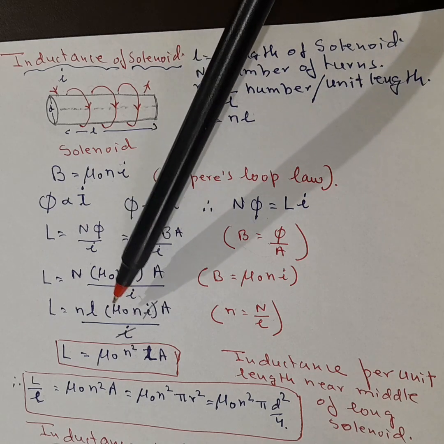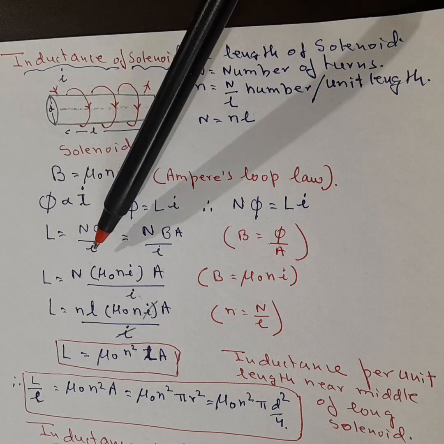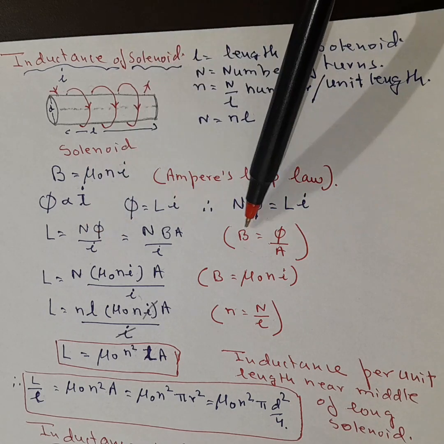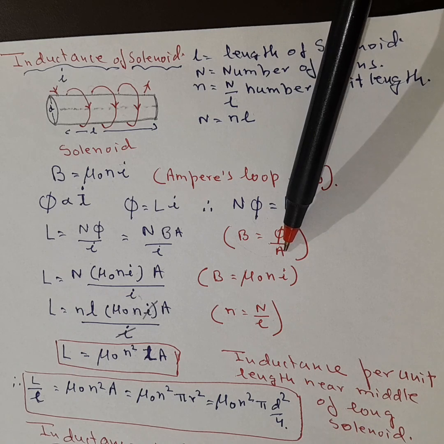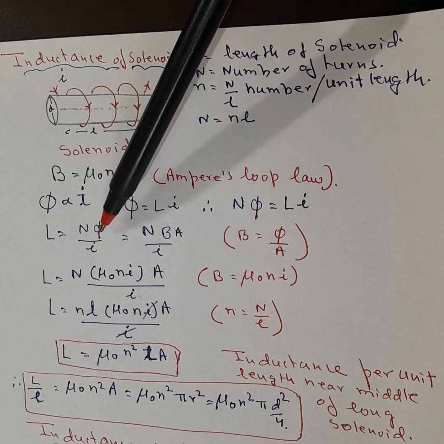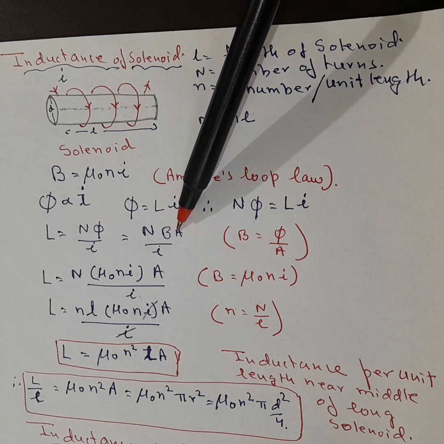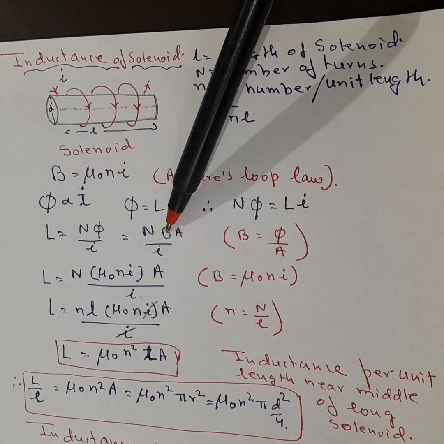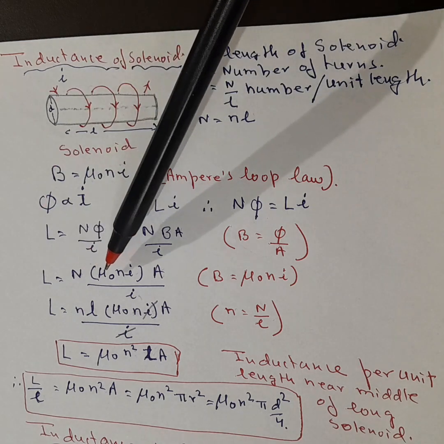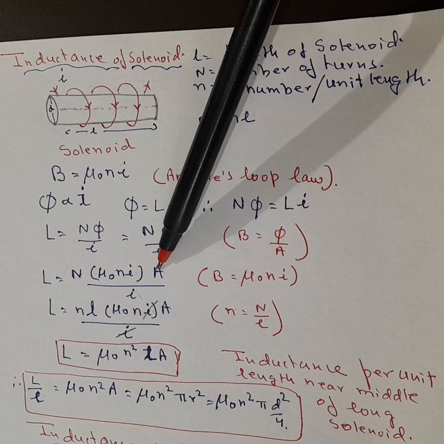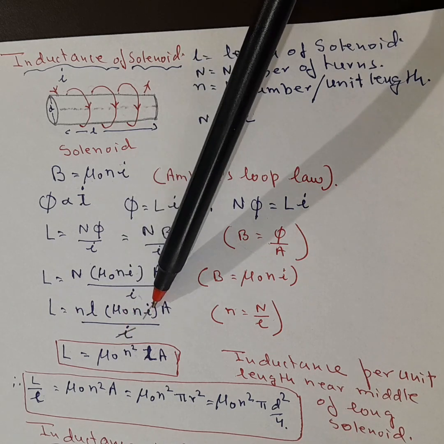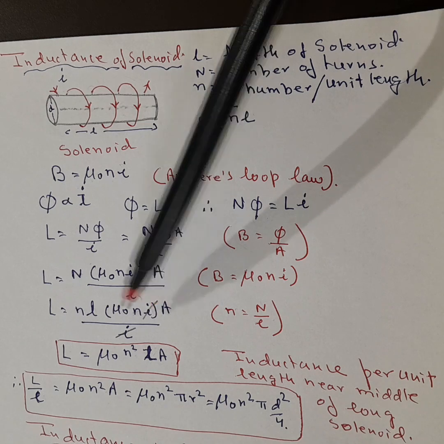Let's recap this part again. L is equal to N phi over I, which we took down. Then B is equal to flux over area, so flux is equal to B into A. So instead of flux, we substituted B into A. Then we also know that B is equal to mu 0 n i, so we substituted mu 0 n i there, into A. Now in the denominator we have I, so I gets cancelled.